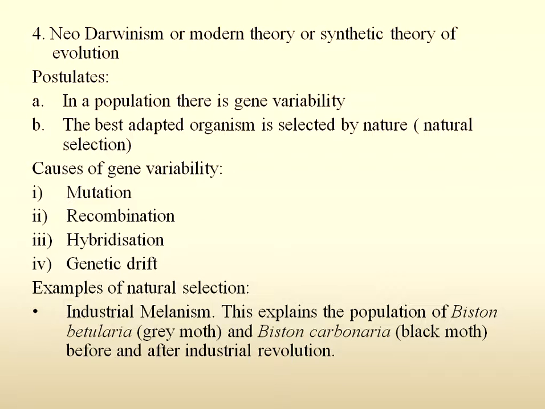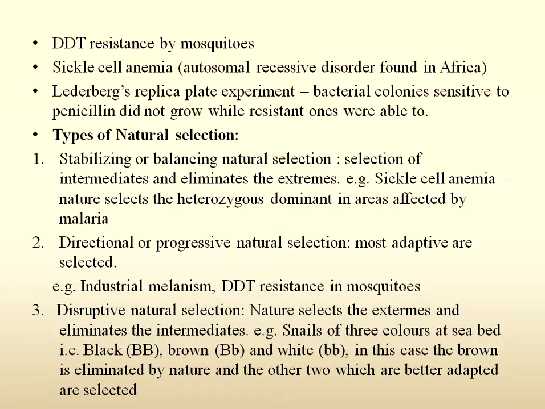The examples of natural selection are industrial melanism, which explains the population of two moths, that is Biston betularia and Biston carbonaria. Betularia was the grey moth and carbonaria was the black moth, before and after the phases of the industrial revolution. Hereditary resistance in mosquitoes. Sickle cell anemia, which is an autosomal recessive disorder found in Africa. Lederberg's replica plate experiment, where the bacterial colonies sensitive to penicillin did not grow while the resistant ones were able to grow.